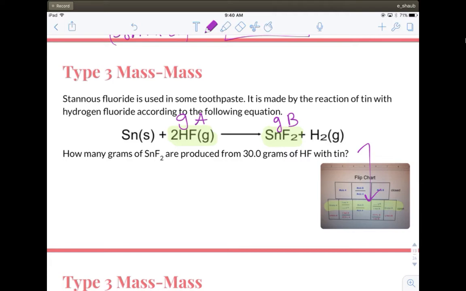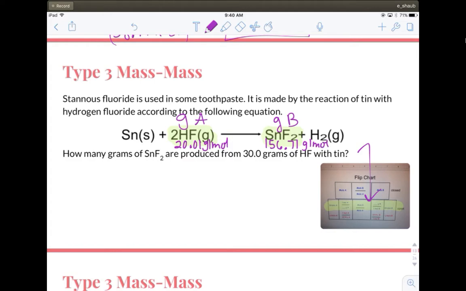Now I'm going to save you a little time with this and go ahead and give you the molar masses, and in some of the problems that we're going to do, I'll have the molar masses embedded in here. So the molar mass of HF is 20.01 grams per mole, and the molar mass of SnF2 is 156.71 grams per mole. Okay?